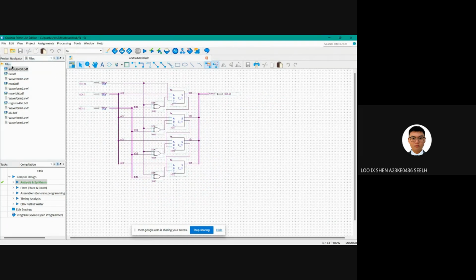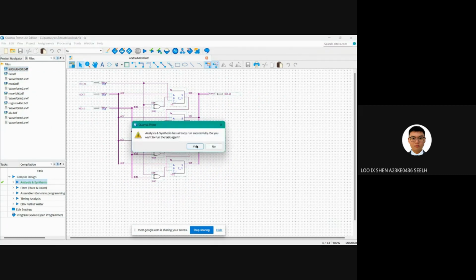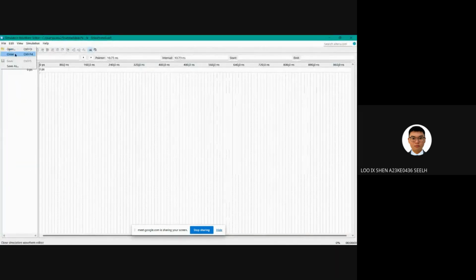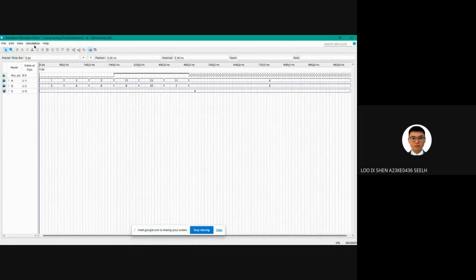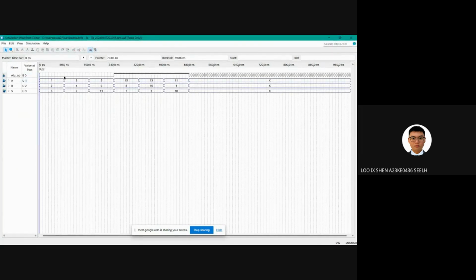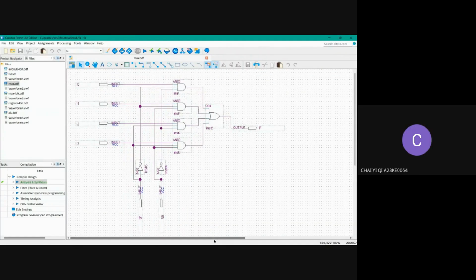To perform the waveform, we first set this project as the top level entity, and then we analyze it. When completed, we open a new file, and then we open the example and simulate it. For example, when the ALU operation is low, the ALU will perform addition, which is 1 plus 2, 3 plus 4, and 5 plus 6. When the ALU operation is high, the ALU will perform subtraction with 15 minus 8, 13 minus 10, and 11 minus 1. Next, I will talk about the multiplexer.